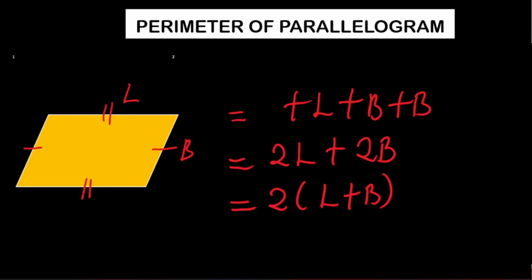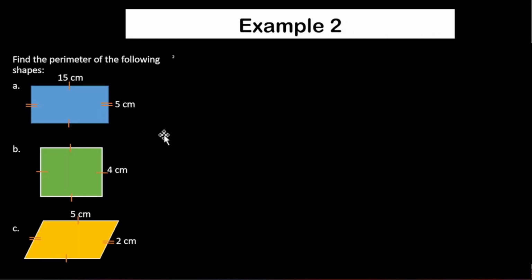So now we've looked at three plane shapes: rectangle, square, and parallelogram. So we're going to look at examples that have to do with these three before we proceed to the next plane shape. So let's look at this example. This is example 2. Find the perimeter of these shapes.